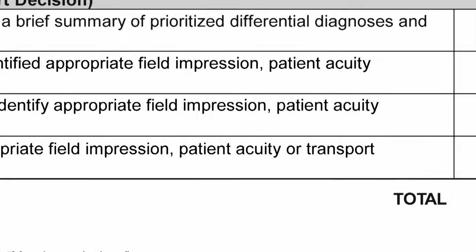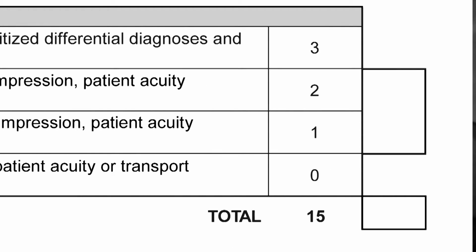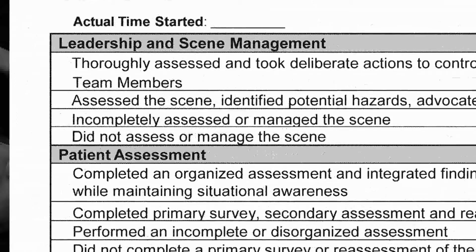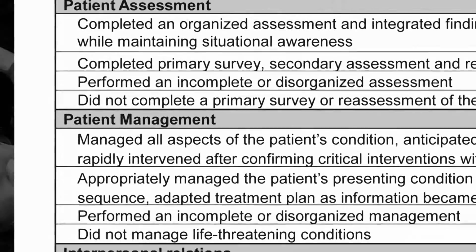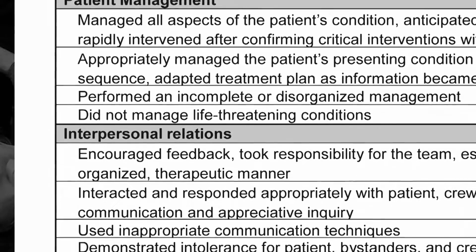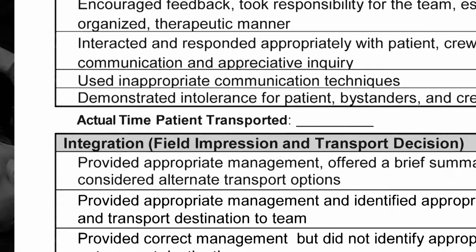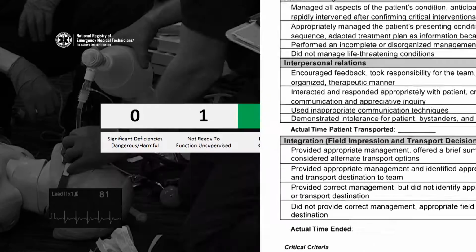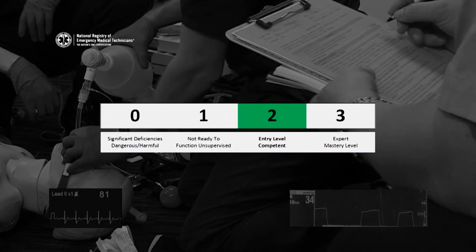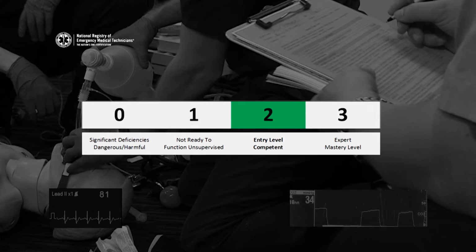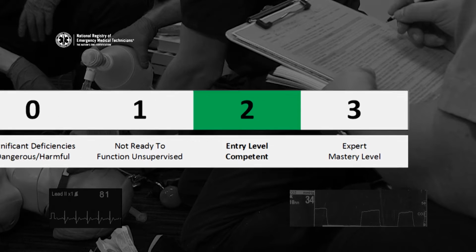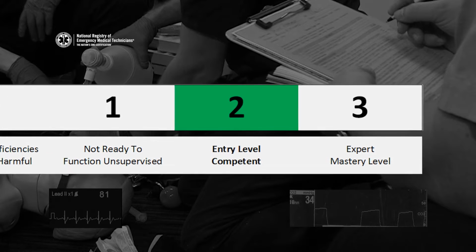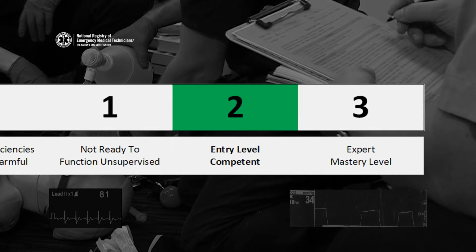To evaluate performance, you will utilize a 0 to 3 Likert scale in 5 areas: leadership and scene management, patient assessment, patient management, interpersonal relations, and integration. On the Likert scale, a score of 2 is an indication of entry-level competency. The patient received safe and appropriate treatment. The candidate also appropriately communicated with the patient, crew members, and family members.